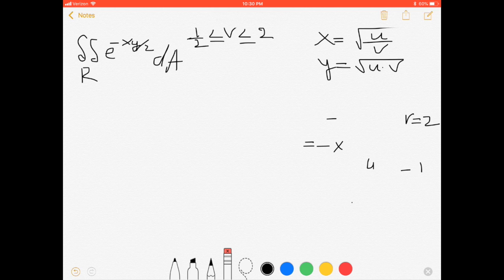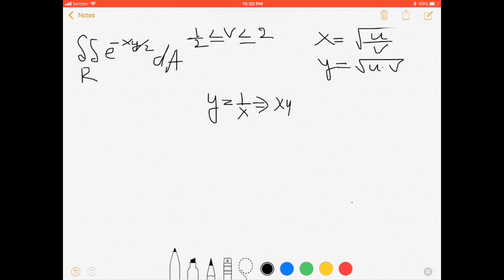We use lines as borders of our region. Now use the curves. You can see y equals 1 over x. It means xy equals 1. And if you multiply here, you have square root of u over v times square root of uv equal 1. It means u equals 1.